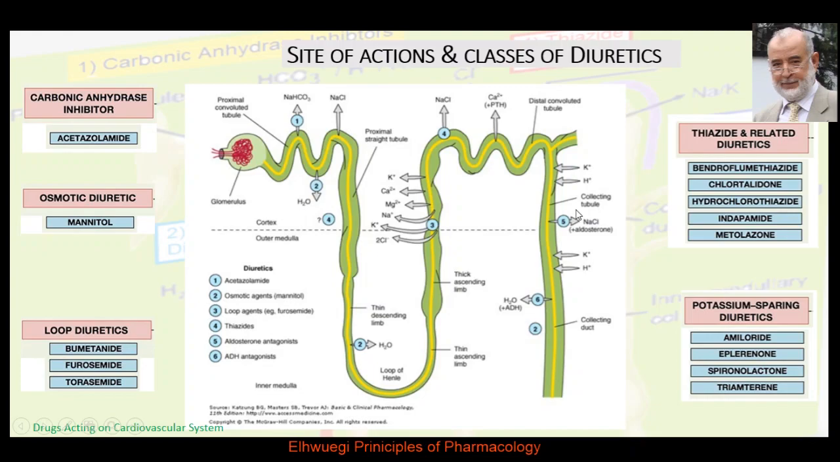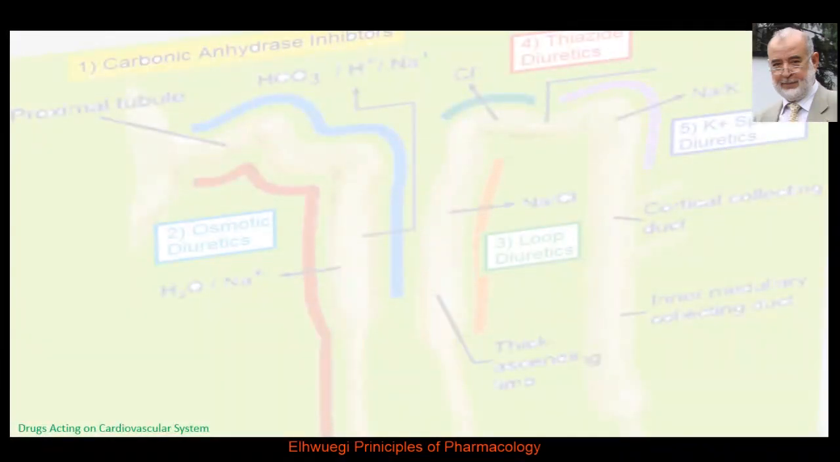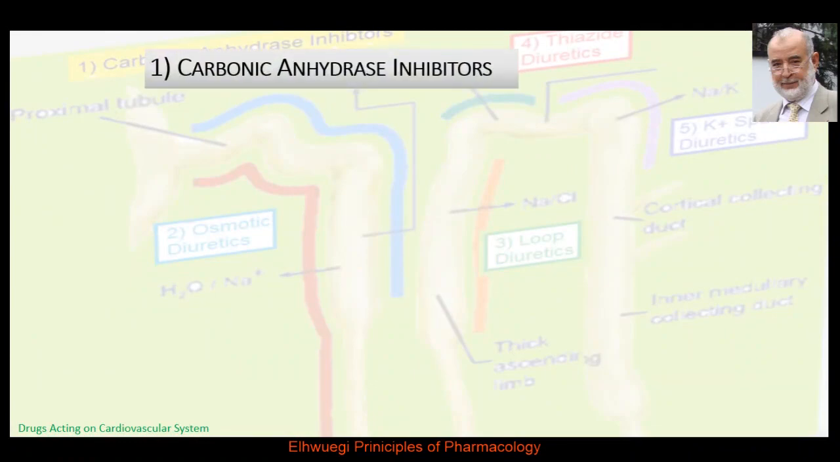So we know now the site of action. We'll talk about each group of diuretics and their action, indication, and contraindication as well. So the first group we are going to talk about are the carbonic anhydrase inhibitors.